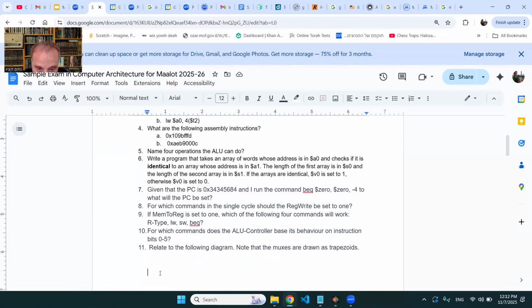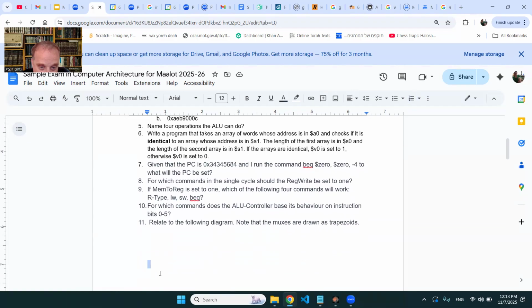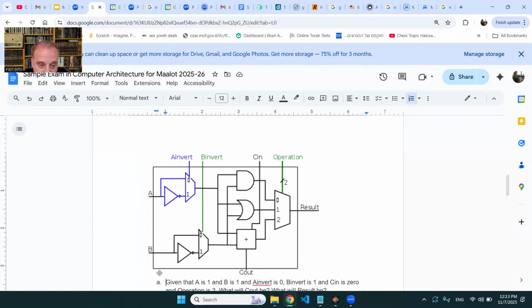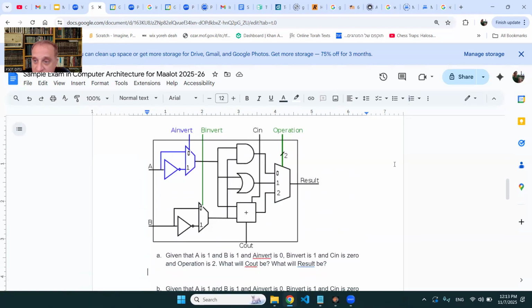Now, the other question that somebody had, which was 11, relates to the following diagram, and it says, given that... just a second. Yeah, oh, here, I'll move this over here. Given that A is... maybe I can annotate, let's see.